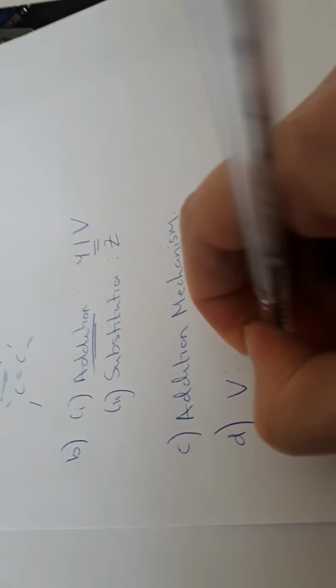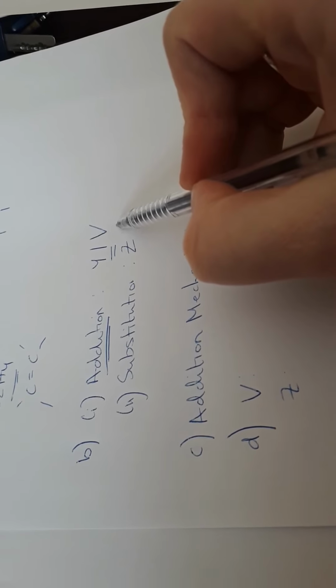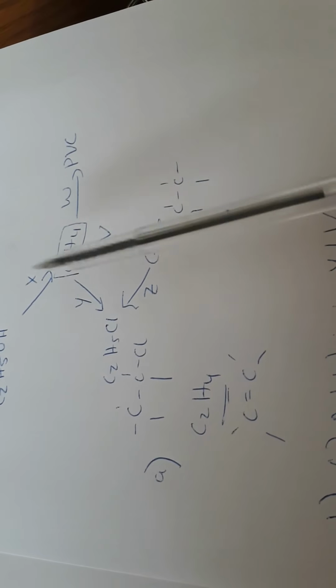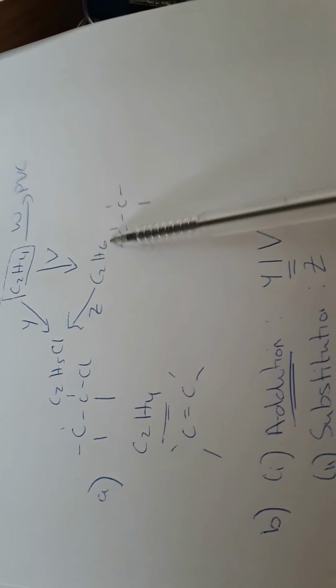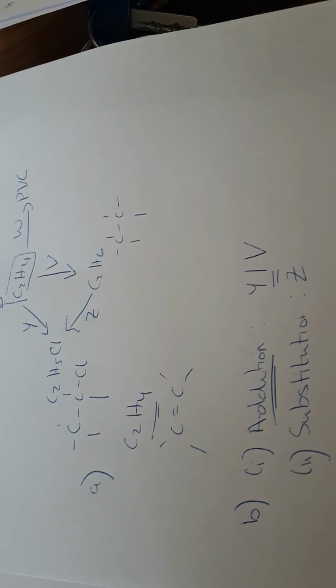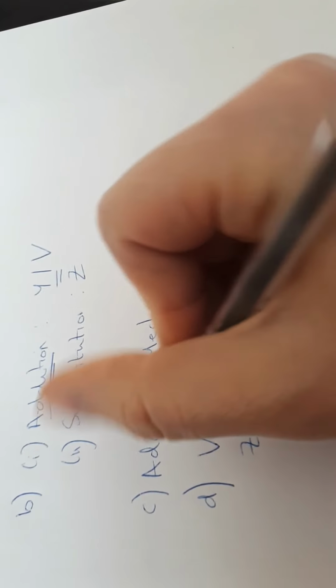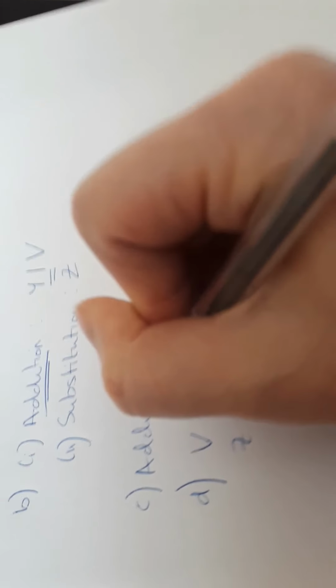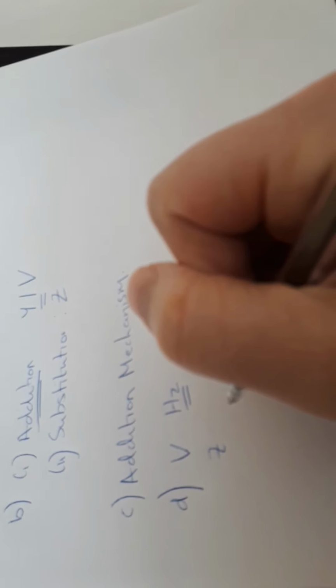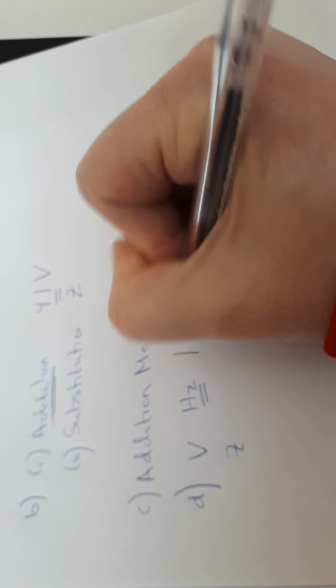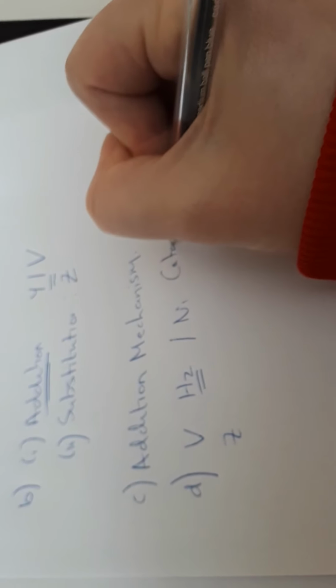Then you're asked to state the reagents and conditions to bring about conversion V and conversion Z. So we know that conversion V is addition, and it's going from C2H4 to C2H6. Firstly you're asked for the reagent. The reagent here is H2, and please make sure you write it in the correct order, because you may not get your marks. Always that's done in the presence of a nickel catalyst.